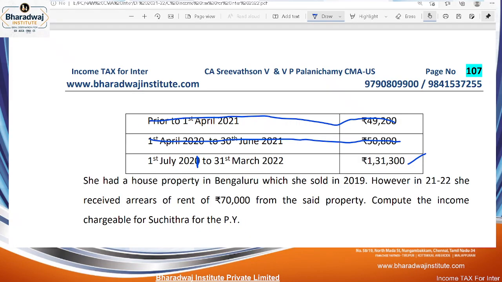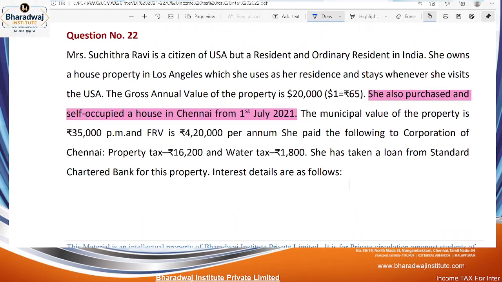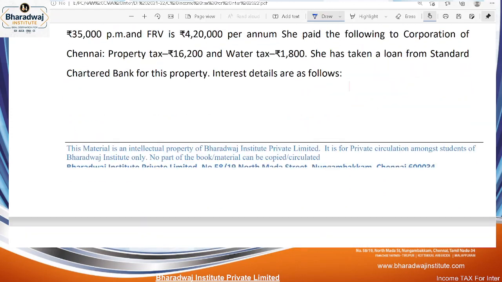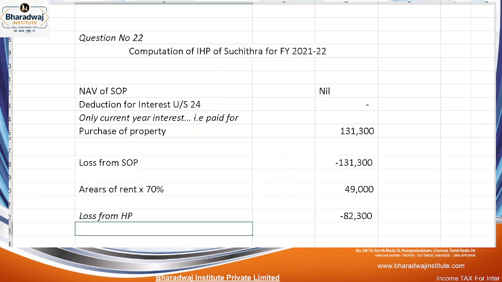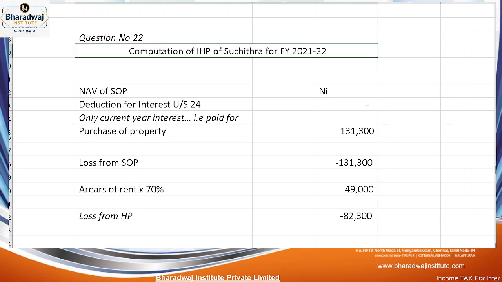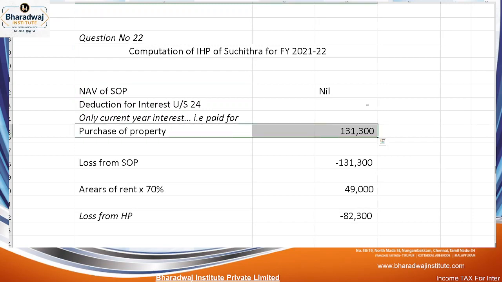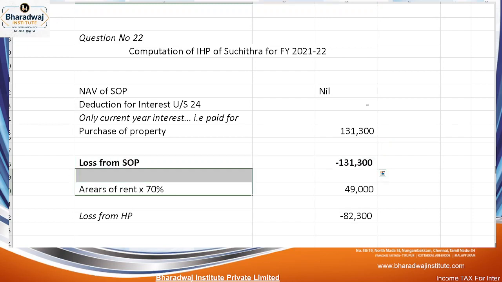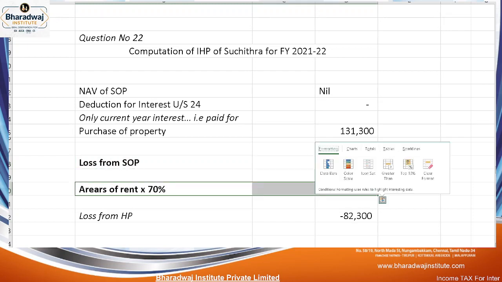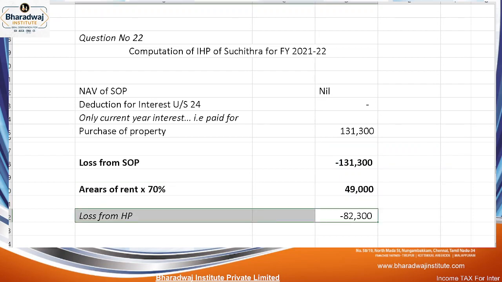Please understand, the Chennai property is not a constructed property, it is a purchased property. So only current year interest after the purchase can be claimed, 131,300 only. The maximum deduction for self-occupied property is of course 2 lakhs, but the actual interest is only 131,300. So that becomes a loss from the self-occupied portion. Arrears of rent, unrealized and recovered, are taxable at 70% because of the 30% standard deduction. So loss from house property is 82,300.